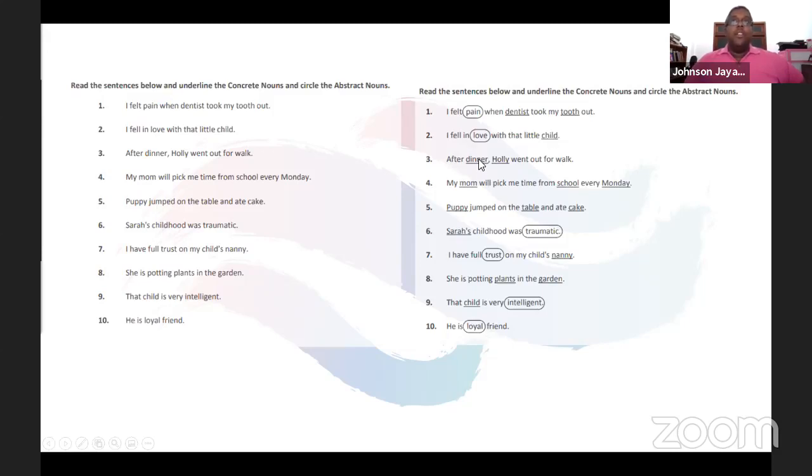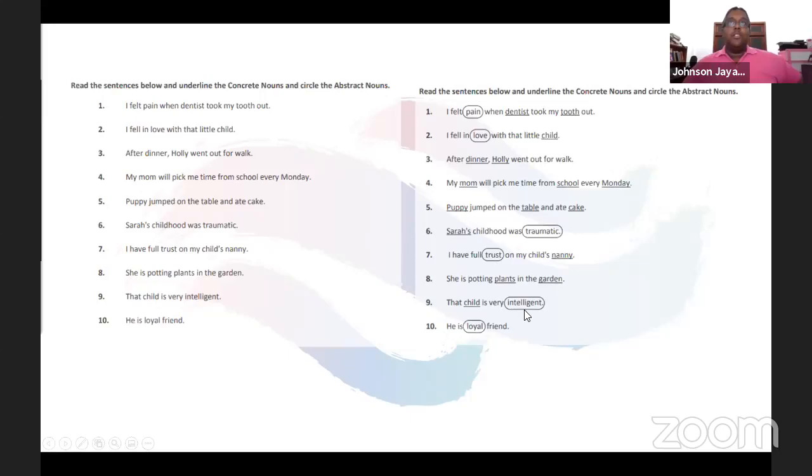After dinner and Holly, these are also concrete. Dinner you can actually see, you can eat it. So that's a concrete noun. Mom, school, Monday, okay? So these are also concrete nouns. Monday, in the sense you can see the day on a calendar. So that's why it's classed as a concrete noun. Puppy, table, cake, okay? So these are all again concrete nouns.